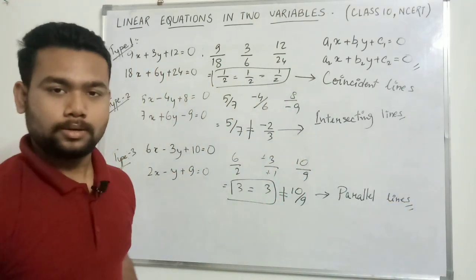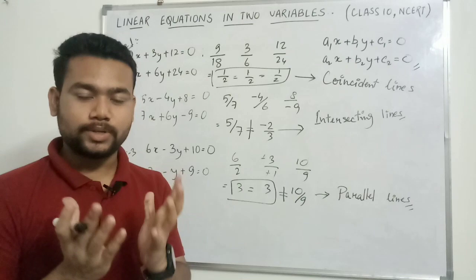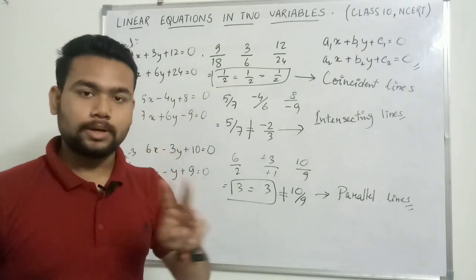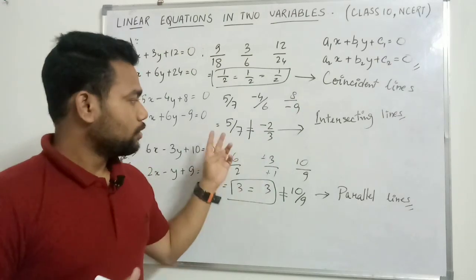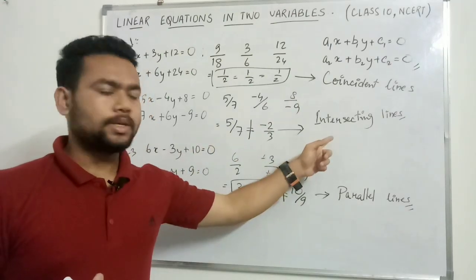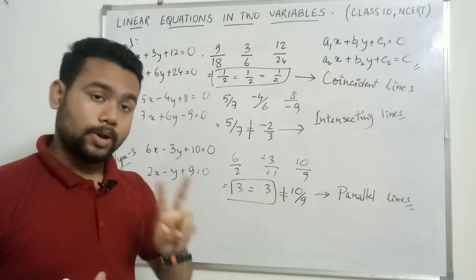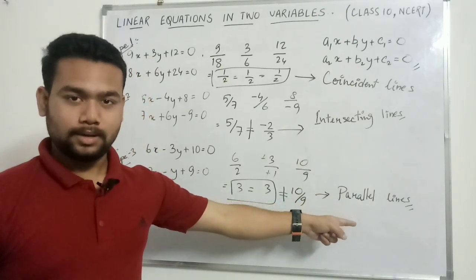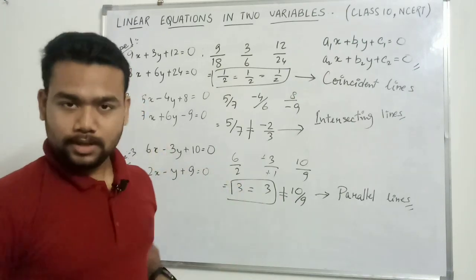So what result did we finally come up with? Whenever all three ratios are equal, the lines are coincident. If none of the ratios are equal, they are intersecting. And whenever two ratios are equal, they are parallel lines. I hope you got the idea.